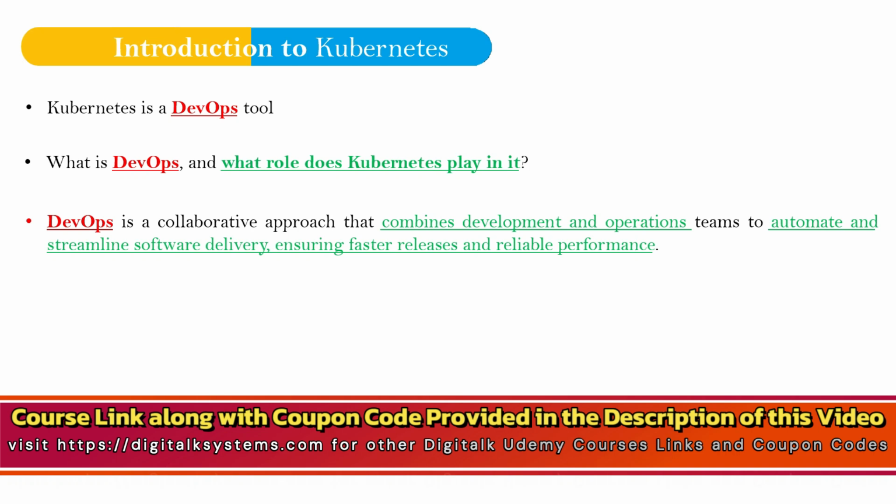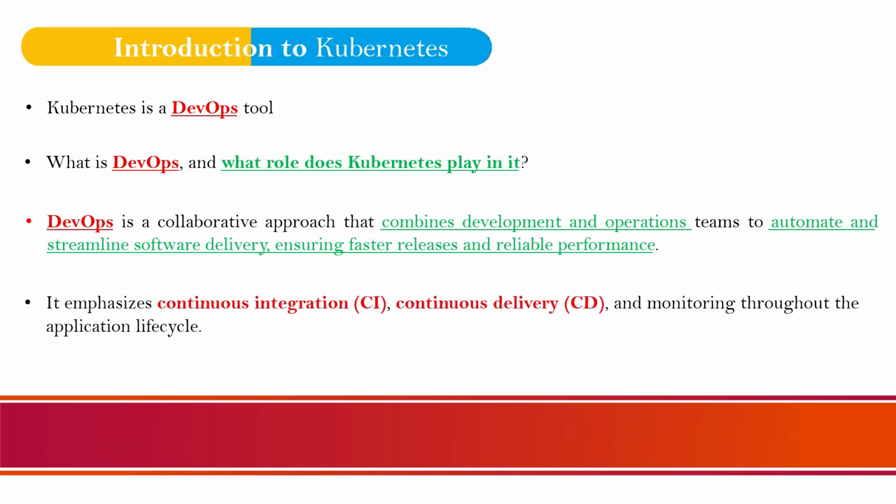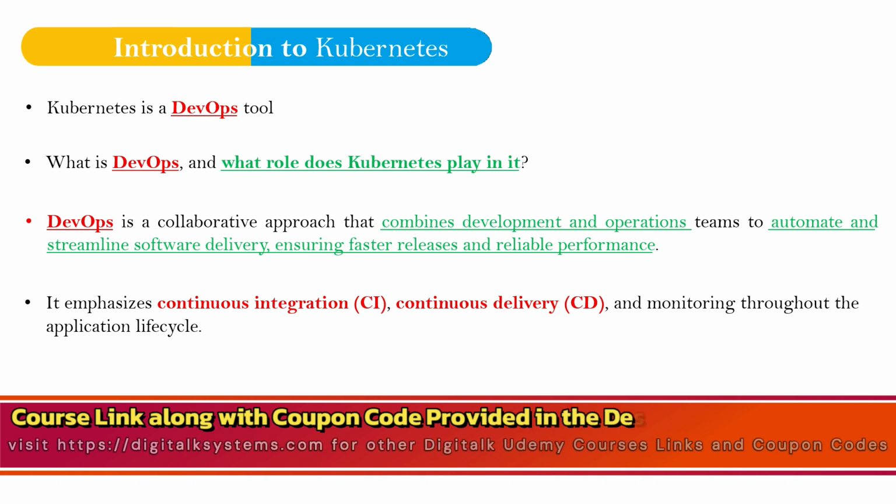Now we have a lot of different combinations of tools or software that are categorized as DevOps, which specifically participate in the automation of the complete end-to-end life cycle of your product, from development till it goes to the production live environment, which is called operations. That means it emphasizes continuous integration, continuous delivery, and monitoring throughout the application lifecycle. So another important term that you will hear when you talk about DevOps is CI and CD, which stand for continuous integration and continuous delivery.